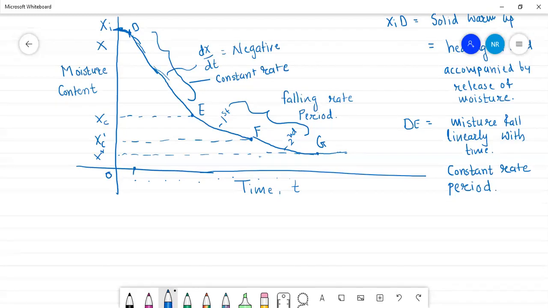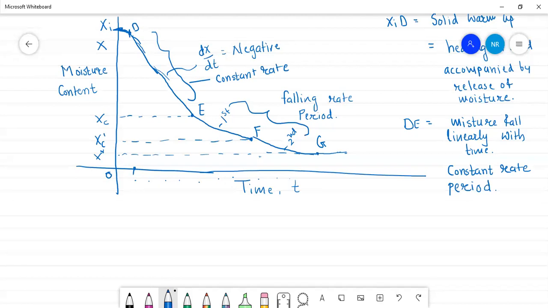So they follow the two rate periods. It's not necessary that each and every solid will follow the same type of curve; it depends upon the solid. The nature of the graph remains the same, but the time required differs. Sometimes we achieve x dash and xc in less time, sometimes it takes more time, but the trend is the same. The moisture content and time are different for different types of solid.